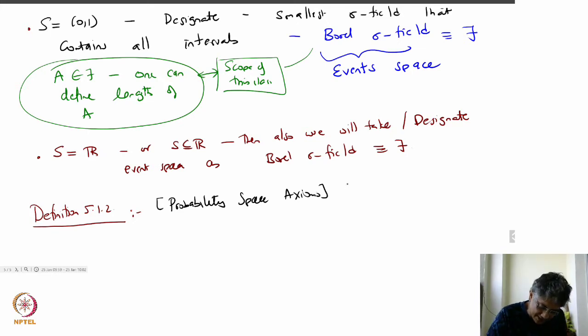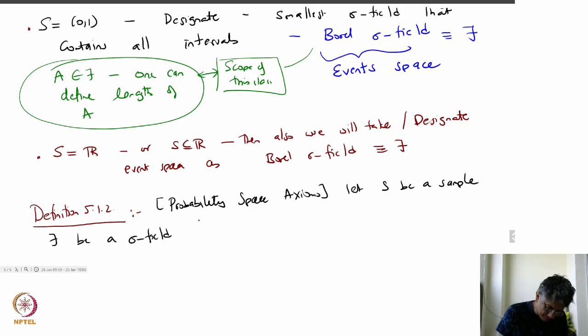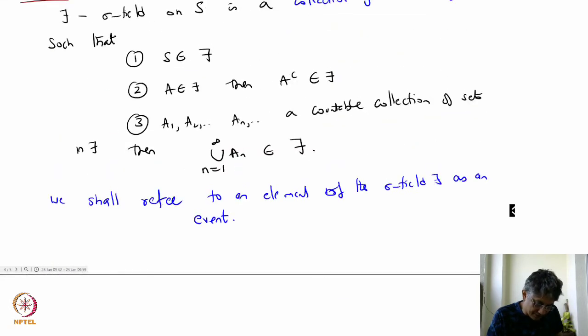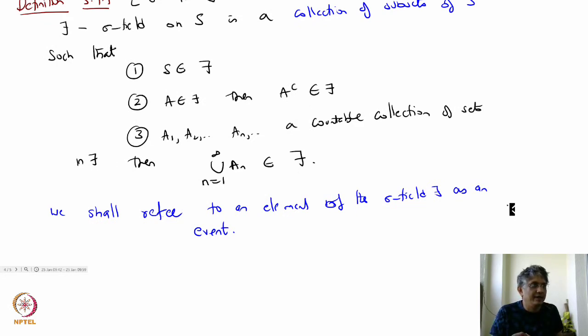So what I will say is let S be a sample space, F be a sigma field on S. That means F is a collection of events that has this property that if the set is there, then its complement is there. If a collection of events are there, then its countable union also is there.